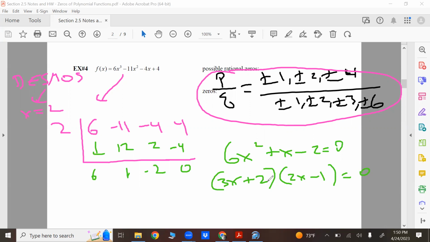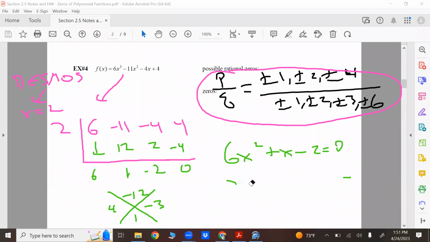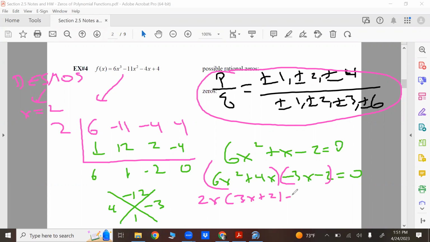Well, 6x squared can be broken into 6x and x, right? I mean, you could do this if you guys want. That's -12 and 1, so 4 and then you have to do factoring by grouping after that. This method here, it's not that bad. Once you do the diamond, then you have 6x squared plus 4x. Then you factor out 2x.